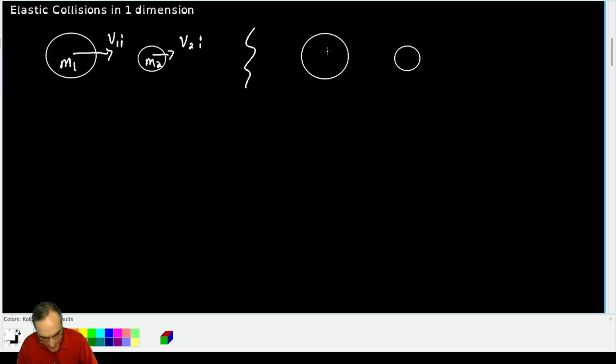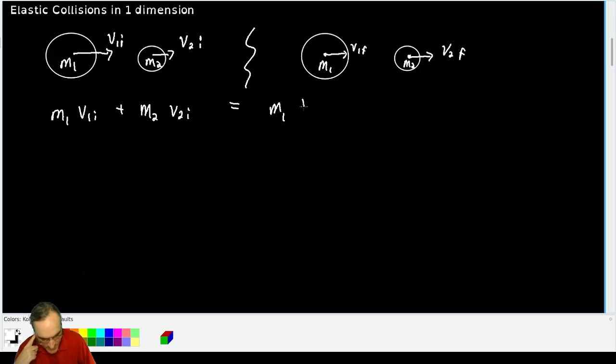So now we'd have, let me draw this a different length, a V1 final and a V2 final. Mass 1, mass 2. All right, what can we say for sure? Well, we can say that mass 1 V1 initial plus mass 2 V2 initial is equal to mass 1 V1 final plus mass 2 V2 final.